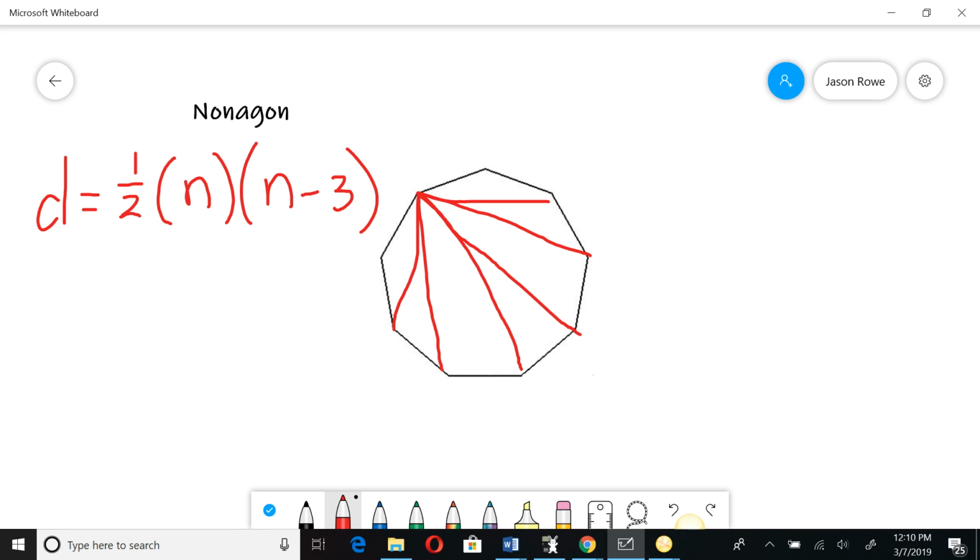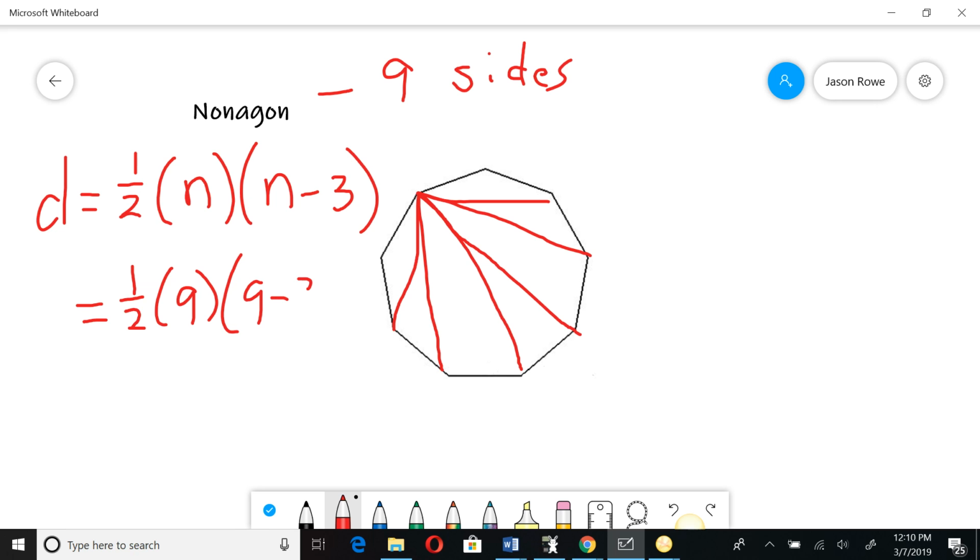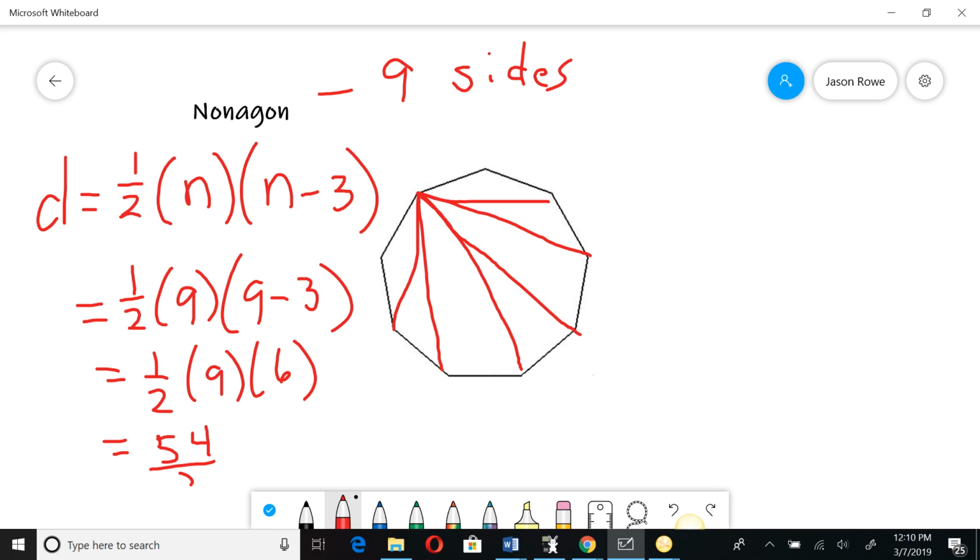So in this first figure here, we have a nonagon. A nonagon has 9 sides. So we're just going to fill into this formula 1/2 times 9 times 9 minus 3. Simplifying, we get 1/2 times 9 times 6. 9 times 6 is 54. And then 1/2 of 54, we're going to divide by 2, and 54 divided by 2 is 27.